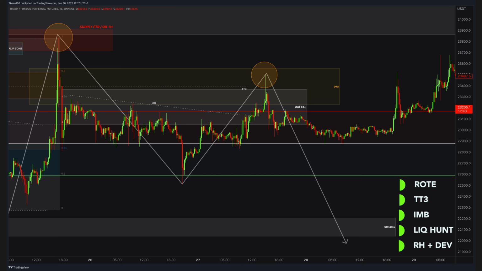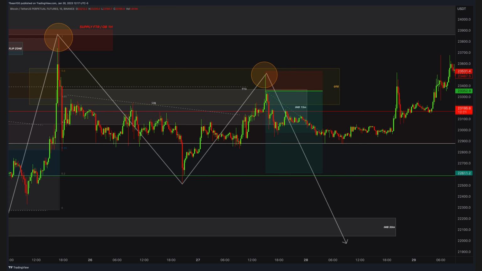3-tap pattern, imbalance, internal liquidity sweep, also range high deviation area. It was like all the stars were aligning for me. I made my entry after rejection. I had multiple targets in my mind: range EQ, range low, imbalance below and equal lows from 1 hour.